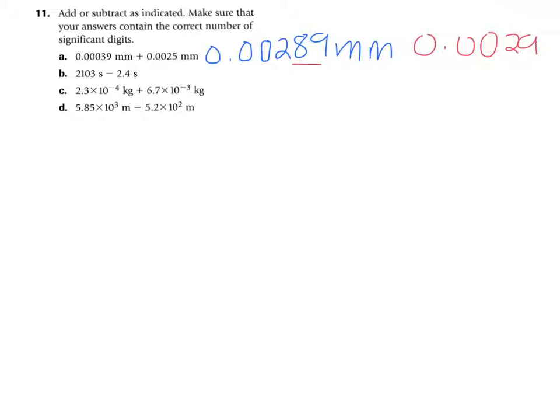Here we're asked to subtract, not that same value, but different values instead of adding them up. And we see that we would get a value of 2100.6. The one with the least number of digits after is the 2103 seconds, and so we would round our answer to 2100 seconds.